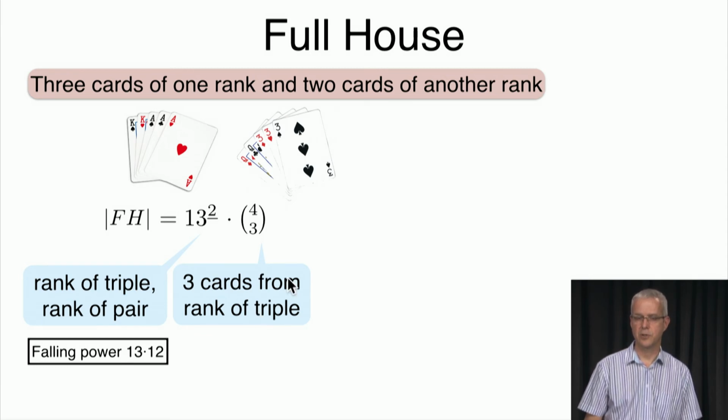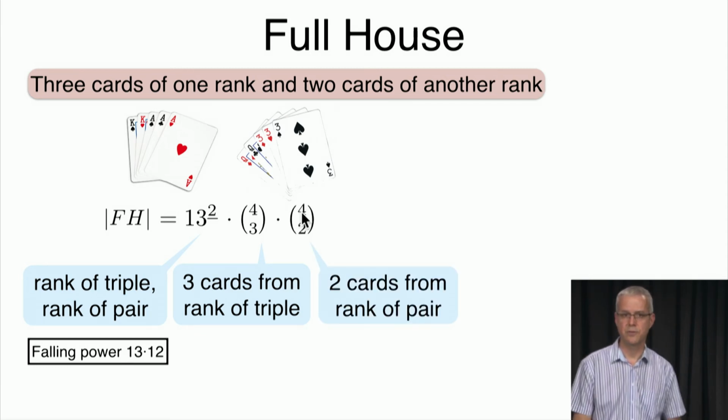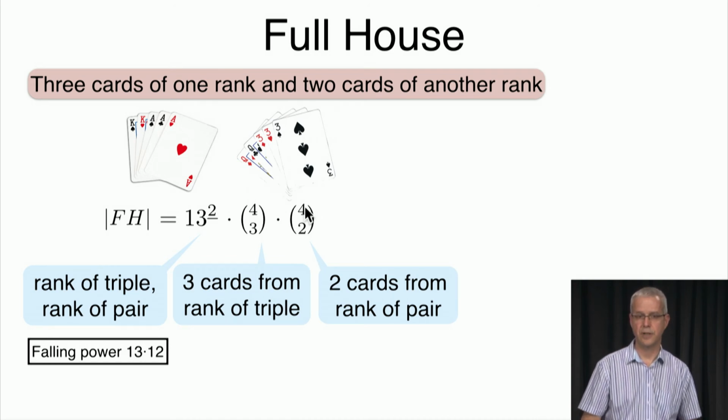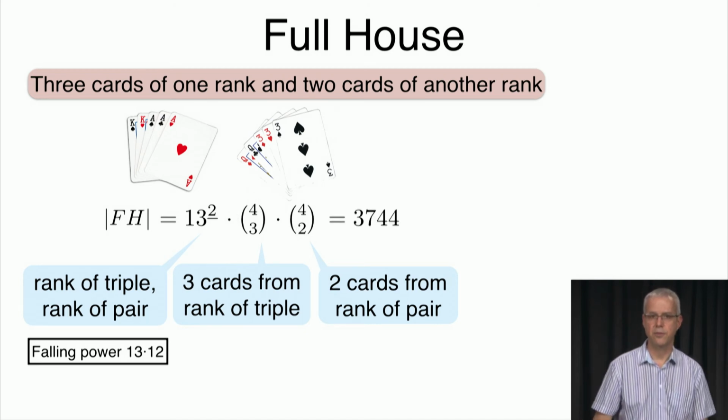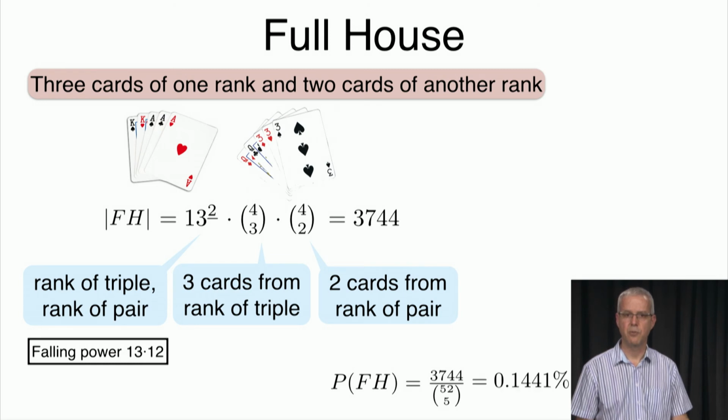and then we need to consider the pair. Again, there are 4 cards that we can choose from that rank of the double, and we need to put 2 of those cards. So there are 4 choose 2 ways of picking that, and so this number, and the product is just by the product rule, is just the total number of hands that we can have, right? We need to specify the rank of the triple, the rank of the pair, and then which triple we took out of the 4, and then which pair we took out of the 4 of the rank of the pair. Okay, and that number is 3,744, and the probability is roughly 0.14%.